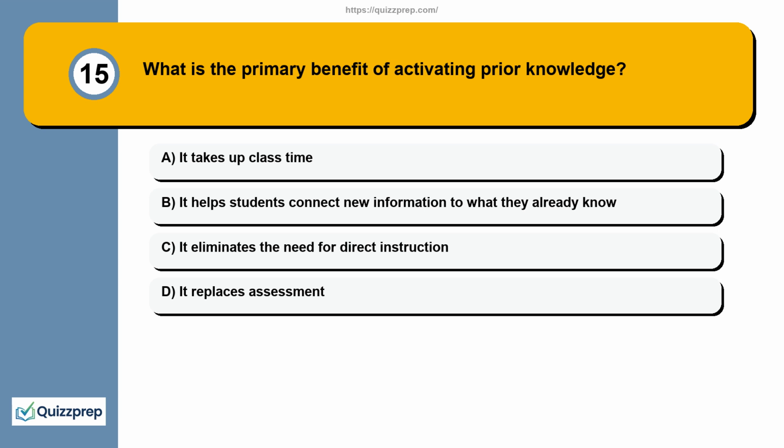Question 15. What is the primary benefit of activating prior knowledge? Here are your options. Option A. It takes up class time. Option B. It helps students connect new information to what they already know. Option C. It eliminates the need for direct instruction. Option D. It replaces assessment.